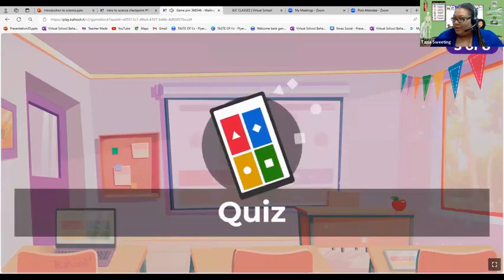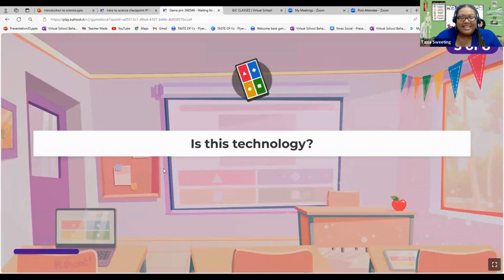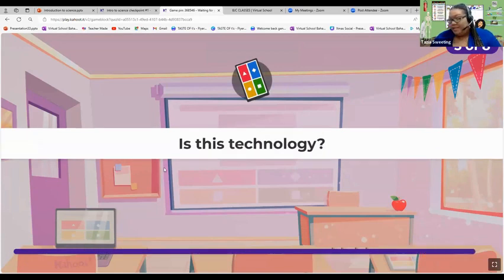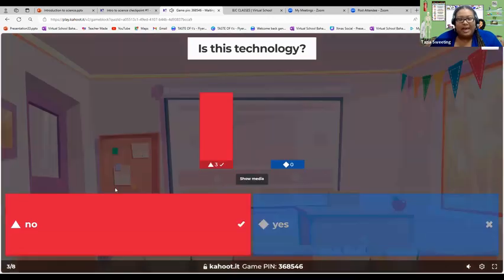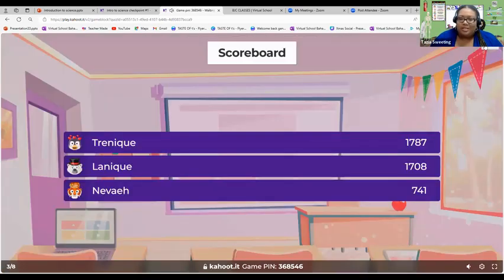All right, next question. Is this technology? Yes or no? And that is not technology. Excellent job. That is a waterfall, something that is found naturally in nature, created by God. It was not created by man. So it is not technology.